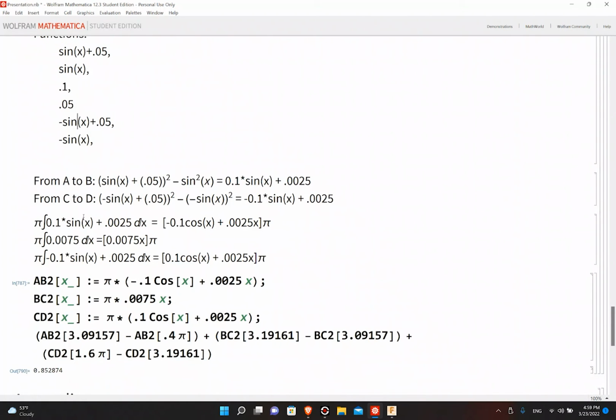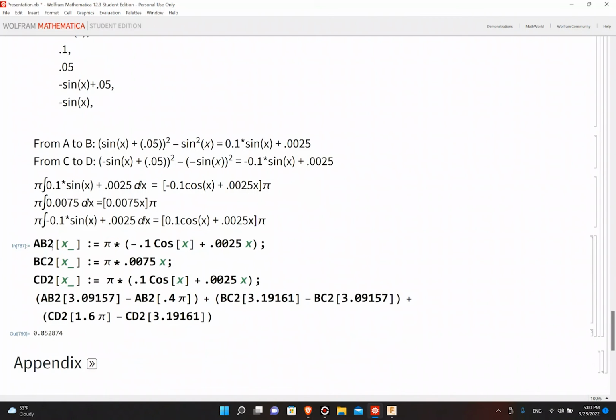So you end up with, for the sine plus 0.05 squared minus sine squared, you get negative 0.1 cosine x plus 0.0025x. For the negative sine plus 0.05 squared minus negative sine squared, you get 0.1 cosine x plus 0.0025x. And for that constant integration, you get 0.0075x. And each of those is multiplied by pi. When you calculate all of that, you get the exact same answer, 0.852874. So we know this is right.